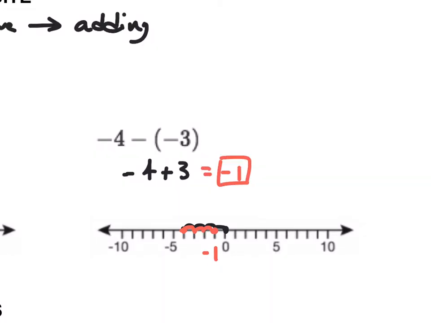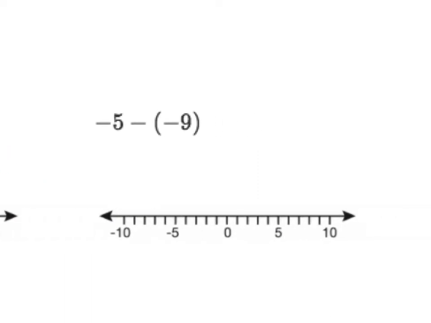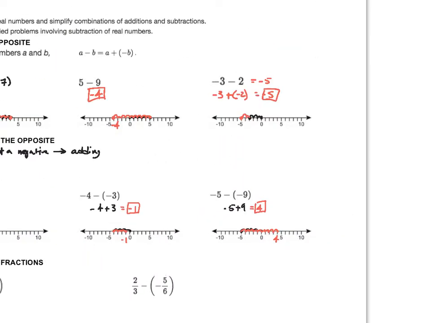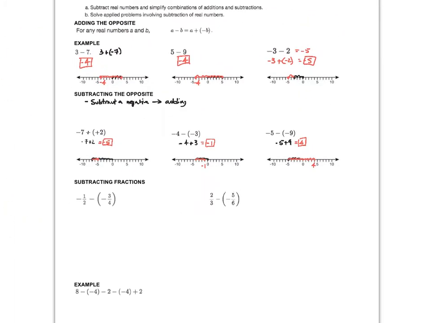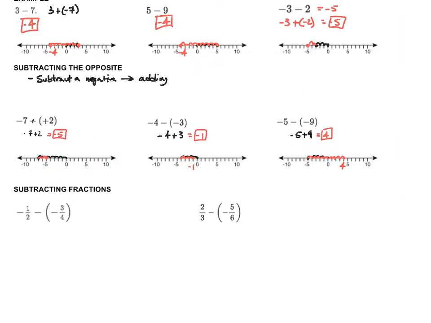Next one, negative 5 minus negative 9. Really, this is going to be negative 5 plus 9. So I move over to negative 5, and then I add 9: 1, 2, 3, 4, 5, 6, 7, 8, 9. Where do I end up? I end up at 4. Guys, there are ways for you to do this in your head. You don't always have to do this on the number line, but as long as you get the right answer, that's really all that matters.